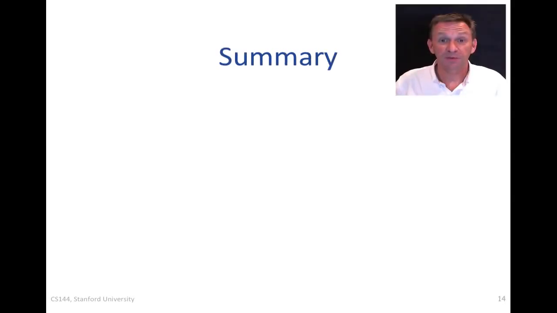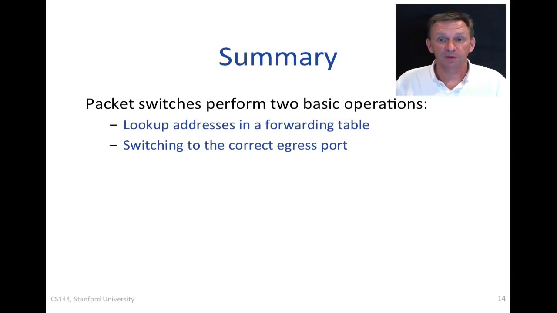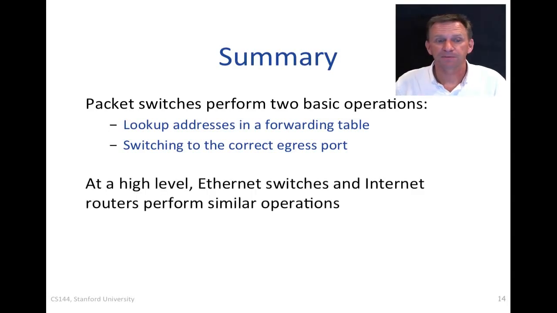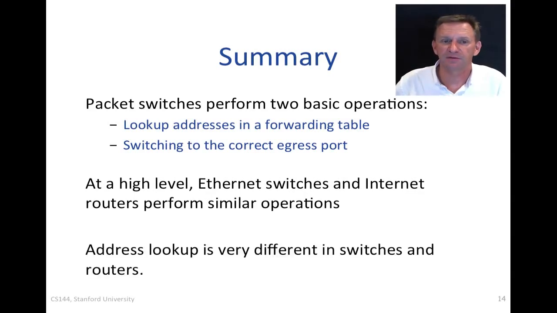So in summary, packet switches perform two basic operations. They perform the lookups for looking up addresses in a forwarding table, and then they switch the packet to the correct outgoing port. At high level, Ethernet switches and internet routers perform very similar operations. They're basically processing these packets in a very similar way. Address lookup is different in switches and routers, and we saw some examples of those for both Ethernet addresses and IP addresses.